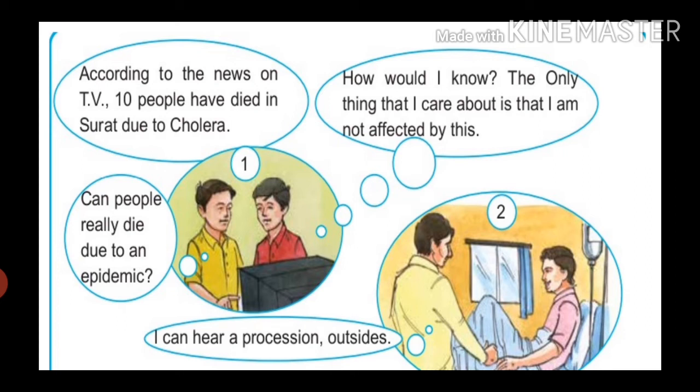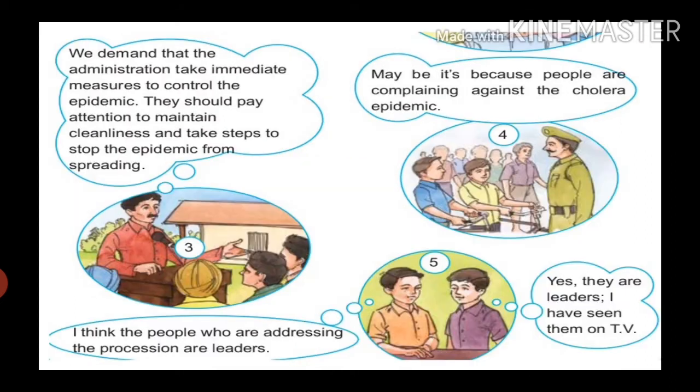Here in the picture you can see that the matter about cholera has been discussed. Everyone is stressed about this epidemic. There is a procession outside. People are putting demands to take immediate action to control the epidemic, to maintain hygiene, and to take steps to stop the epidemic from spreading. So there is restlessness everywhere.